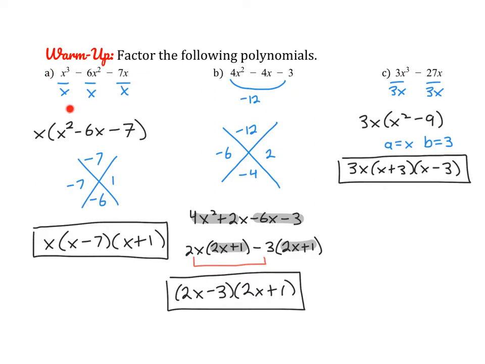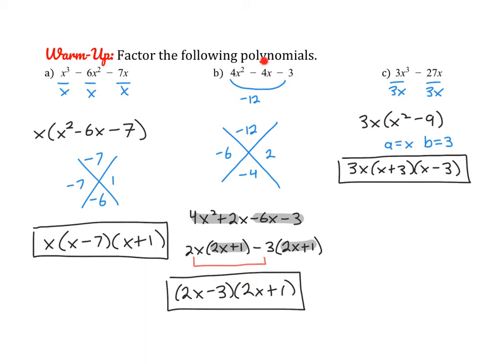So in part A, first you can factor out a GCF of x. Every single term is divisible by x. And that leaves you with a trinomial that is factorable using magic x. So you should end up with three factors, x, x minus 7, and x plus 1.